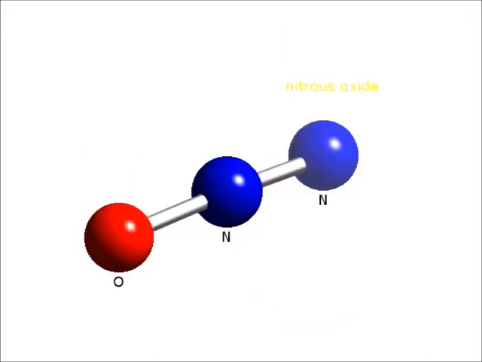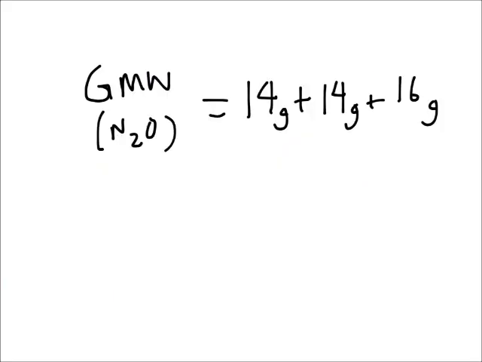So let's look at the chemical structure of nitrous oxide. As you can see, there are 2 nitrogen atoms, and there's only 1 oxygen. So this is going to be 16 grams plus the 14 grams plus the 14 grams. And I just rewrote it here.